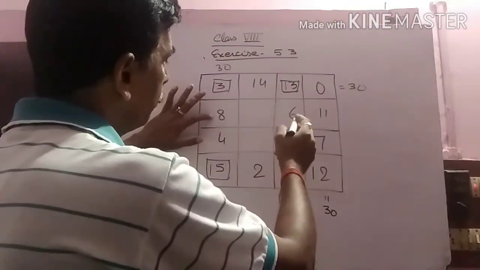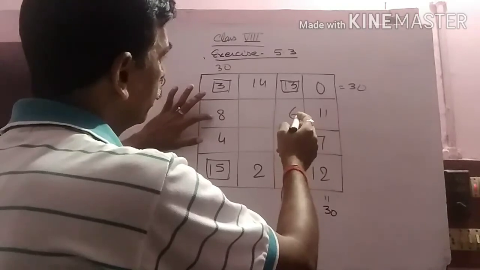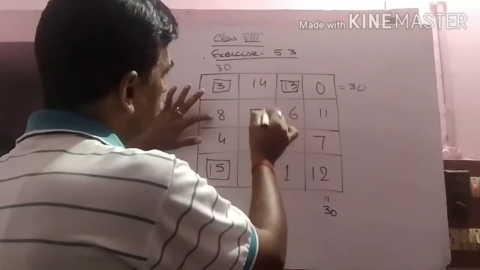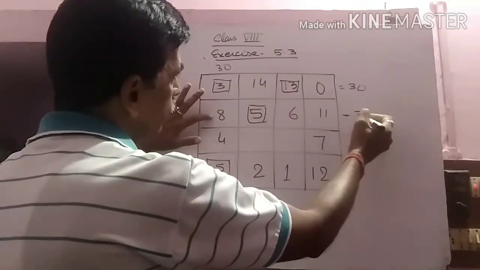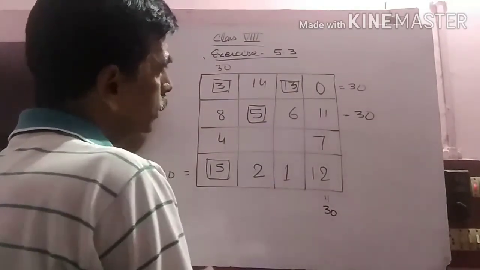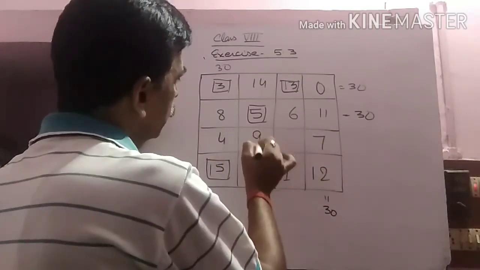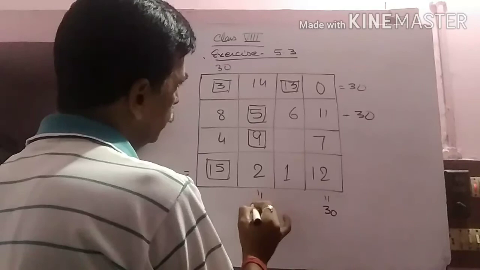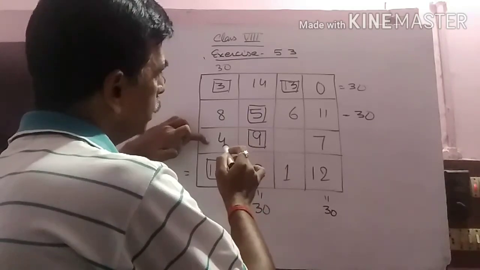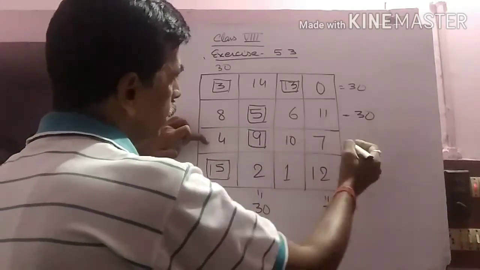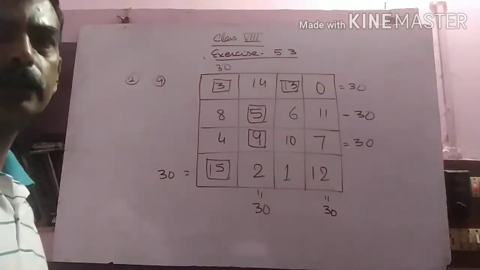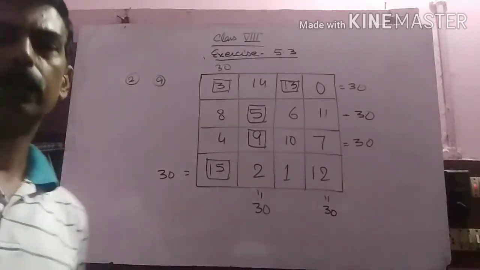Look here, 8 plus 6, 14 plus 11, 25 plus 5. So also becomes 30. 14 plus 2, 16 plus 5, 21 plus 9. So it also becomes 30. 7 plus 9 is equal to 16 plus 4, 20 plus 10 is equal to 30. In this way, you can solve all the questions of exercise 5.3. Okay.